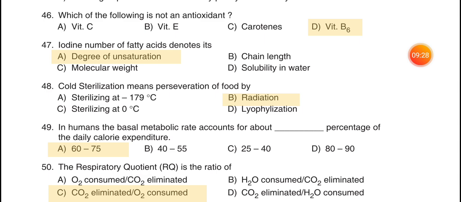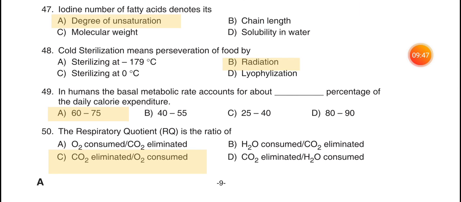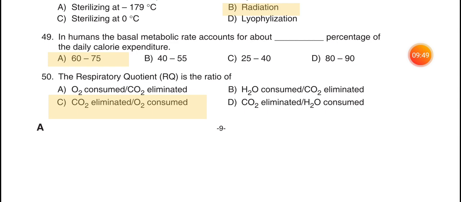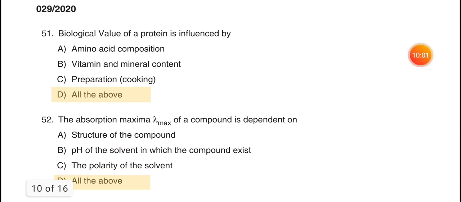47. Iodine number of fatty acid denotes its A, degree of unsaturation. 48. Cold sterilization means preservation of food by option B, radiation. 49. In humans, the basal metabolic rate accounts for about dash percentage of the daily calorie expenditure. Option A, 60 to 75. 50. The respiratory quotient RQ is the ratio of C, carbon dioxide eliminated divided by O2 consumed.